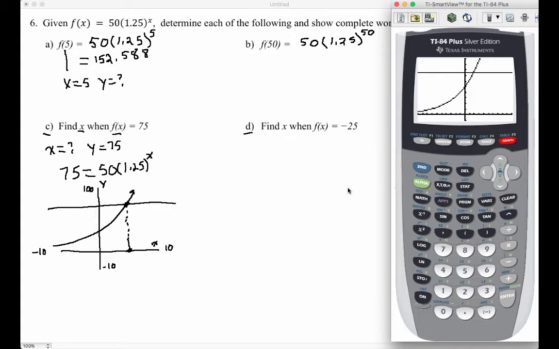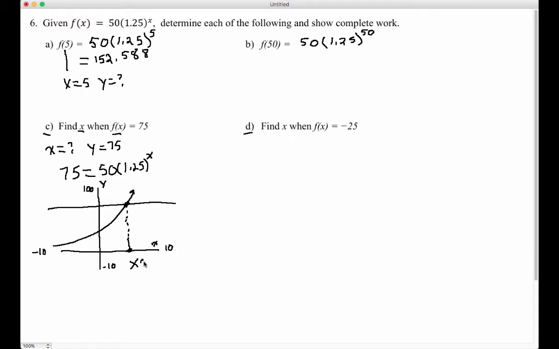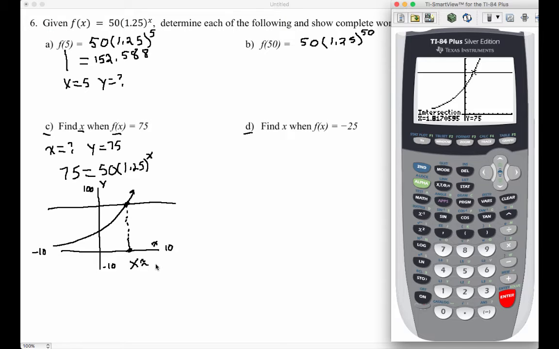And to get to that intersection routine, you're going to hit second, trace to get into the calc menu, and then you'll see option number 5 is intersect. Then you go first curve, second curve, best guess, and it comes up with an x value here of approximately, let's go back for just a second here, 1.8171.